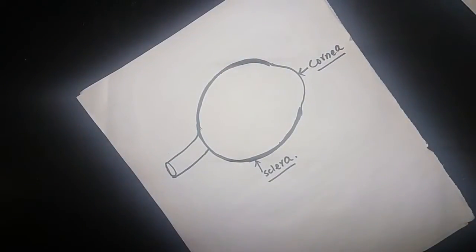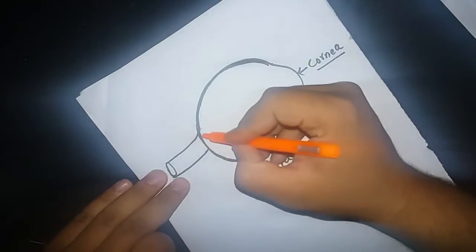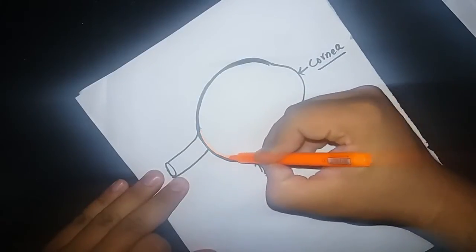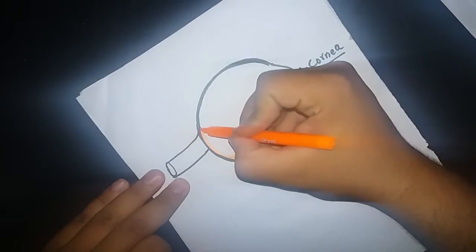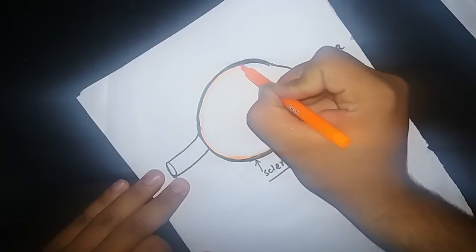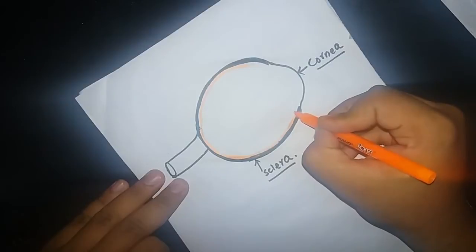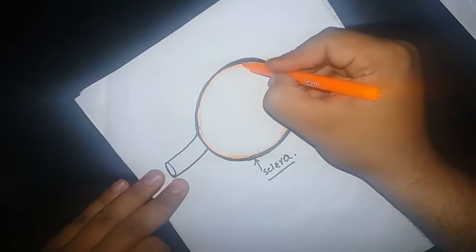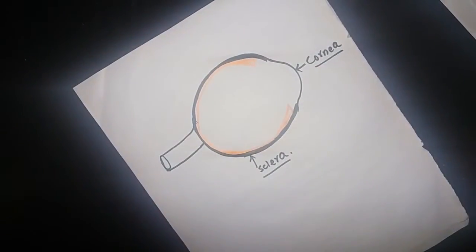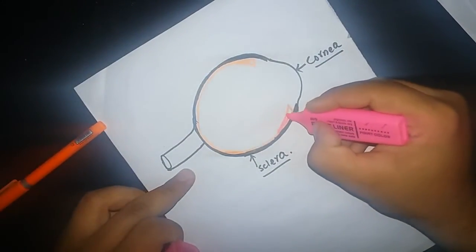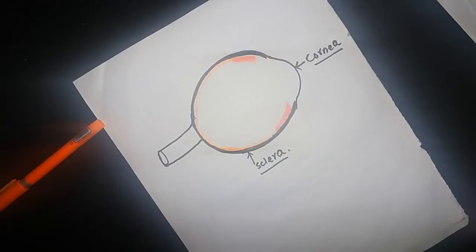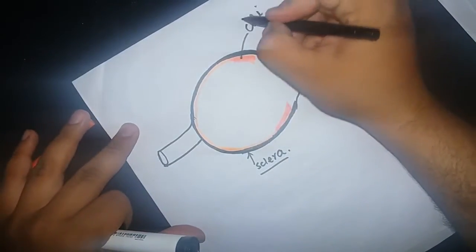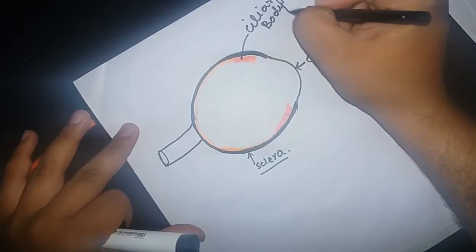Now the middle layer, this is called the choroid, up to here, just like this, up to here. Now it becomes thick. Here also it becomes thick, and this thickened part is known as the ciliary body. This is the choroid.